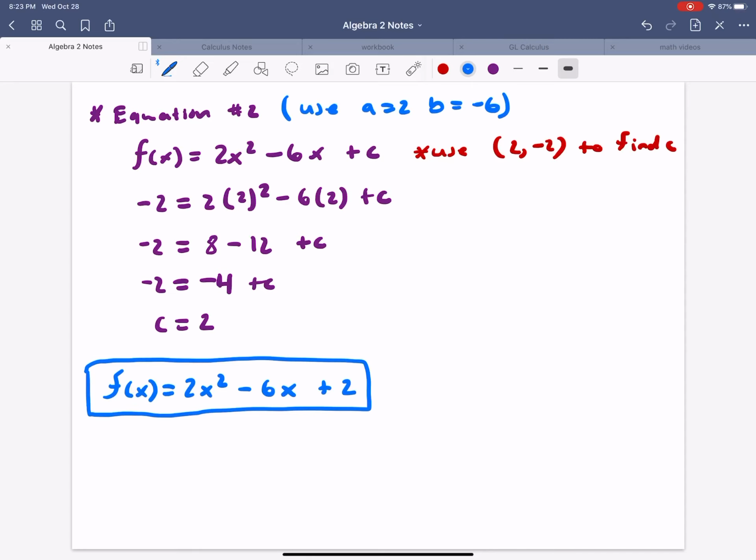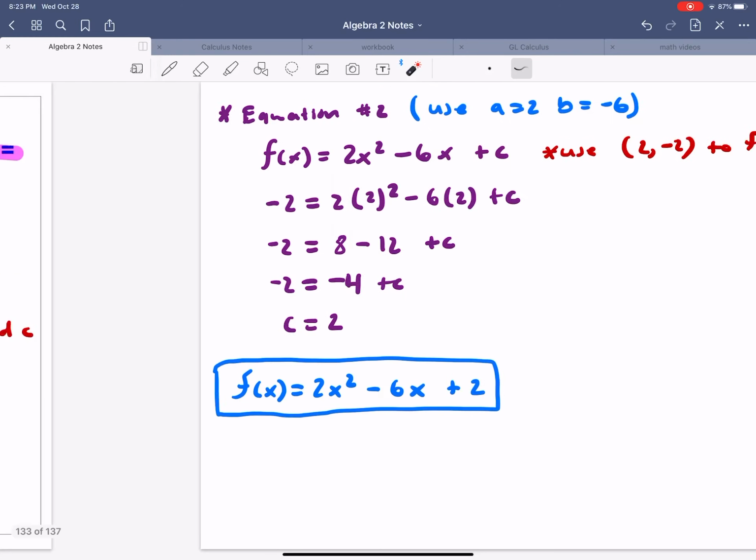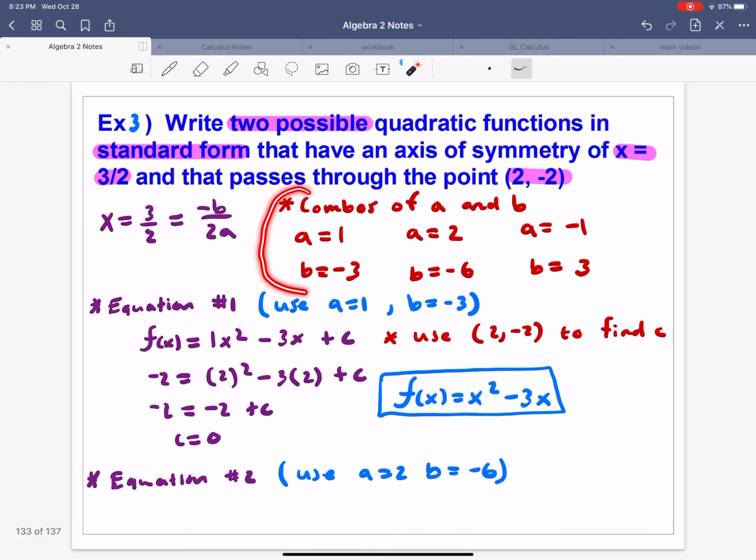Now again, we limited this problem to just 2 possible scenarios. You could keep going, using different combinations of a and b. And again, just to remind you, we did not randomly select a and b. We strategically selected them so that when I plugged those particular a and b values into -b over 2a, we got an axis of symmetry that was equal to 3/2.